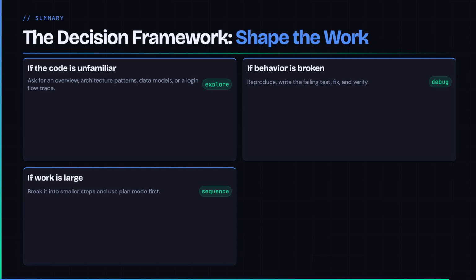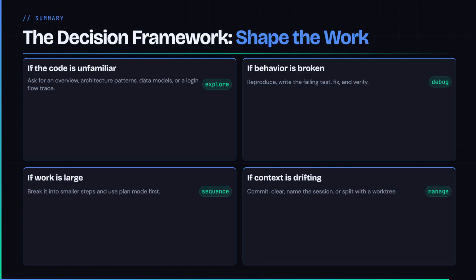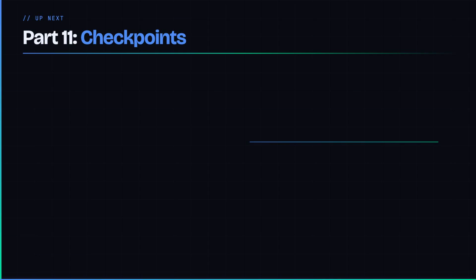If the work is large, sequence it. Break it into smaller steps, and use plan mode before implementation. If context is drifting, manage the session. Commit, clear, name the session, or split work with a Git worktree. Next, we cover what happens when you want to undo a messy path without losing everything.